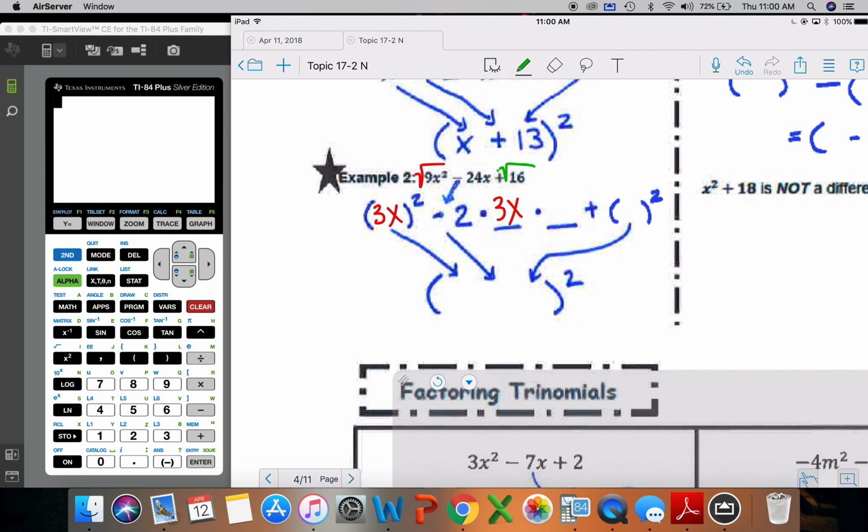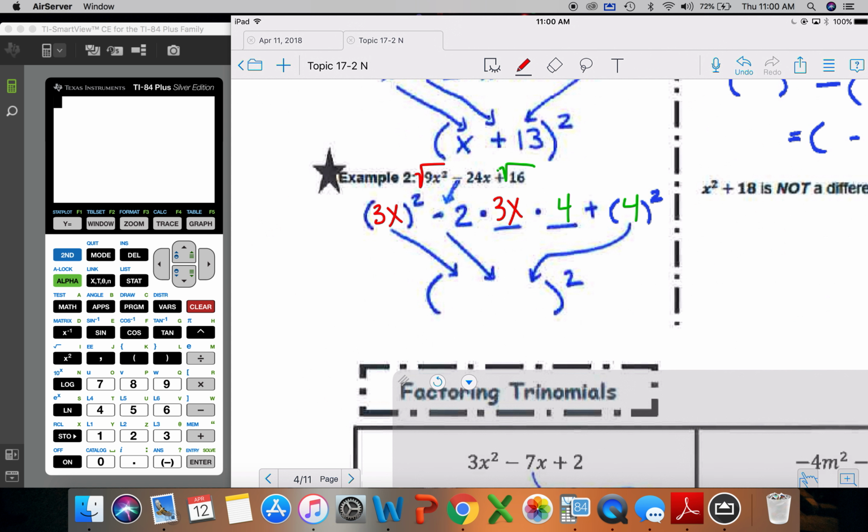To get the other missing part, that b value, we have to work backwards. Right now we're given b squared, which equals 16. So we have to work backwards. So the square root of 16 is 4. And that goes in the back as well as in the middle. So in the middle, 2 times 3x times 4 would give me that 24x, so I know that I have my a and my b correct.